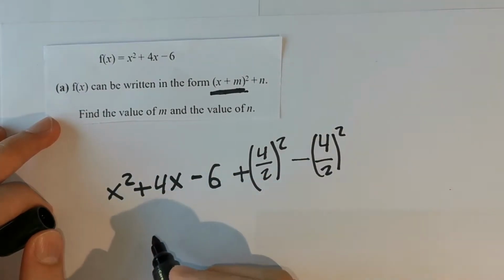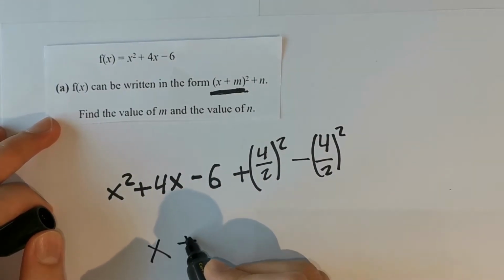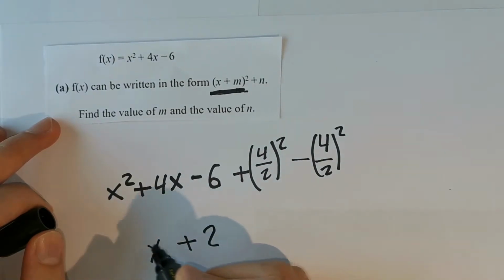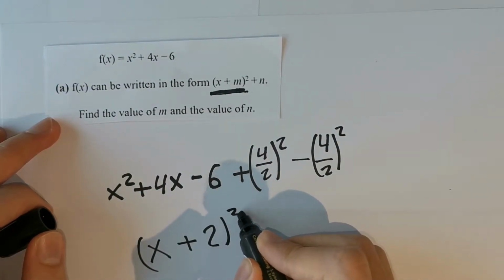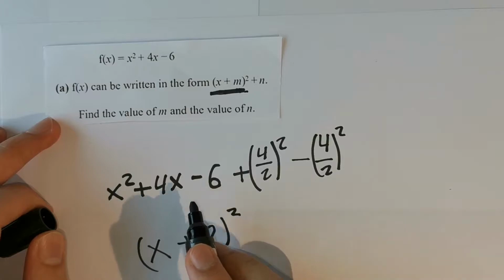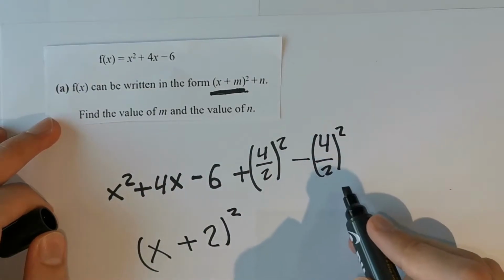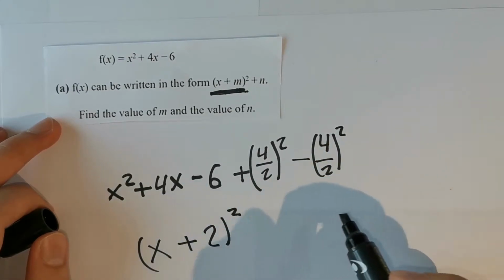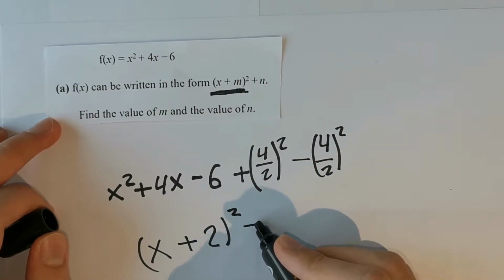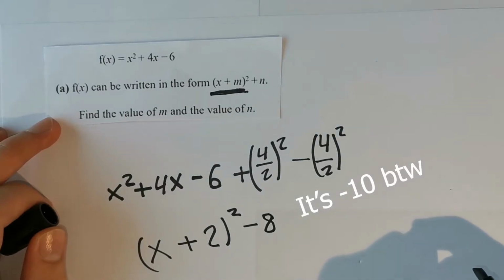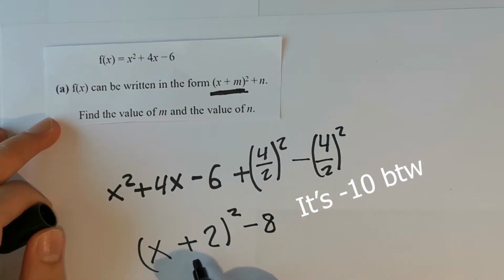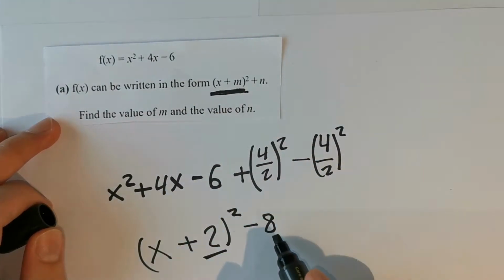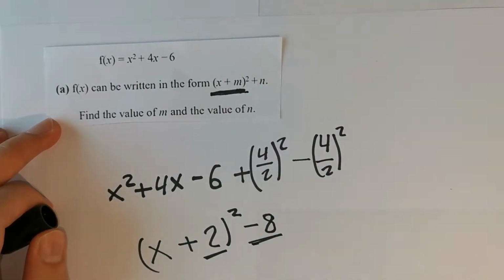So here we have the completed square. We can take (x plus 4 over 2), which is 2, squared. There's minus 6 and minus (4 over 2) squared left. So this is 2 squared. Minus 6 minus 2 squared, which is minus 6 minus 4, is minus 10. So here we have the completed square, 2 being m and negative 8 being n.